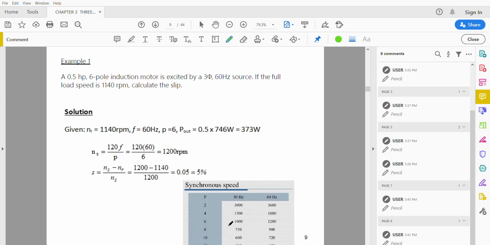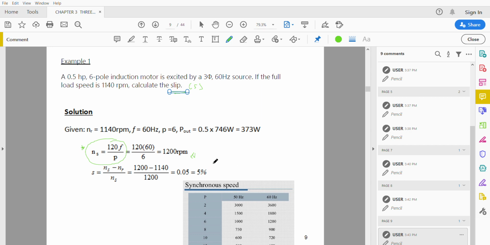Here is one example involving the calculation for NS and slip. A 0.5 horsepower 6-pole induction motor is excited by a 3-phase 60 Hz source. If the full load speed is 1,140 RPM, calculate the slip. First thing first, in order to calculate the slip, S, you need to obtain the value of NS first. By using this formula, NS is equal to 120 times F over P, you will get the value for NS, which is 1,200 RPM.